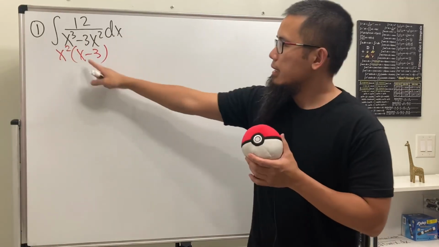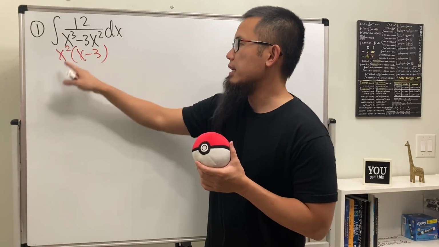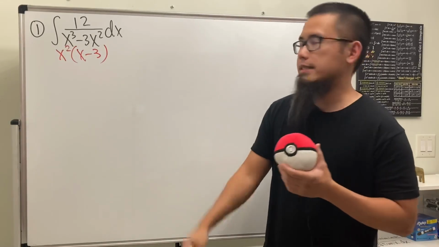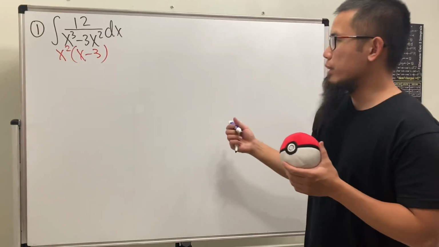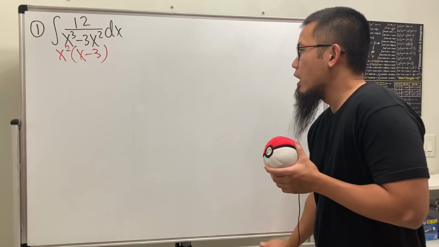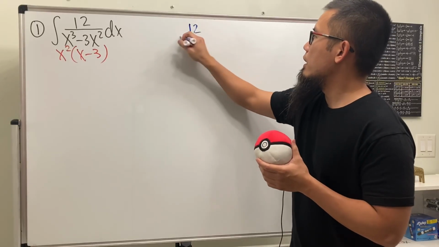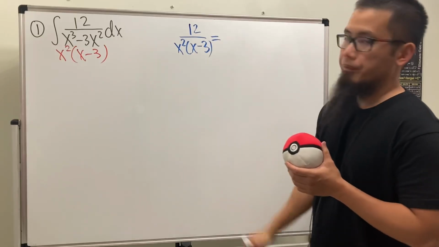Okay. This right here looks like a quadratic, but technically you can also look at this as x times x. So it's a linear factor, but it's just repeated twice. And the way to break this down is the following. I'm going to write this down right here on the side for you guys. I'm going to put down 12 over x squared times x minus 3, and this is what we do.